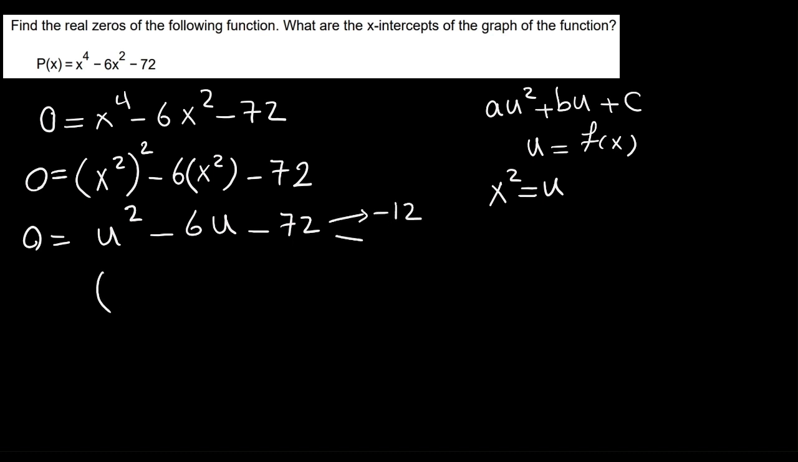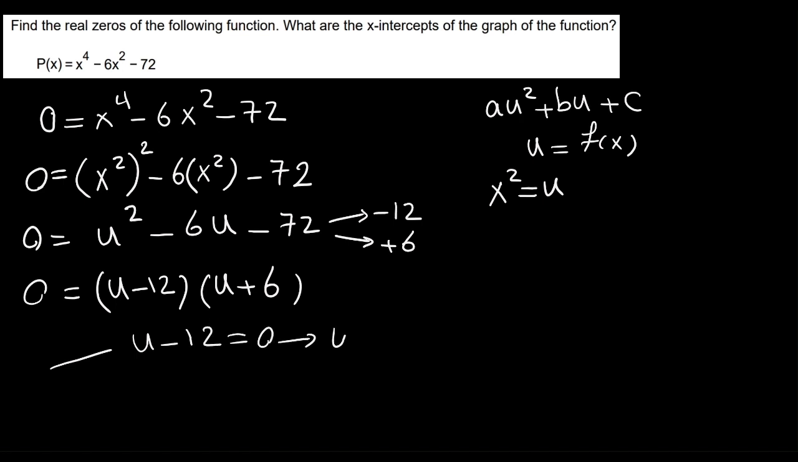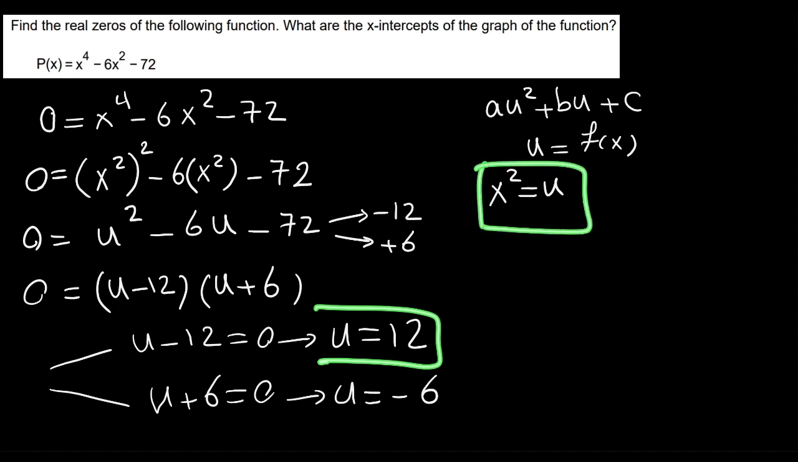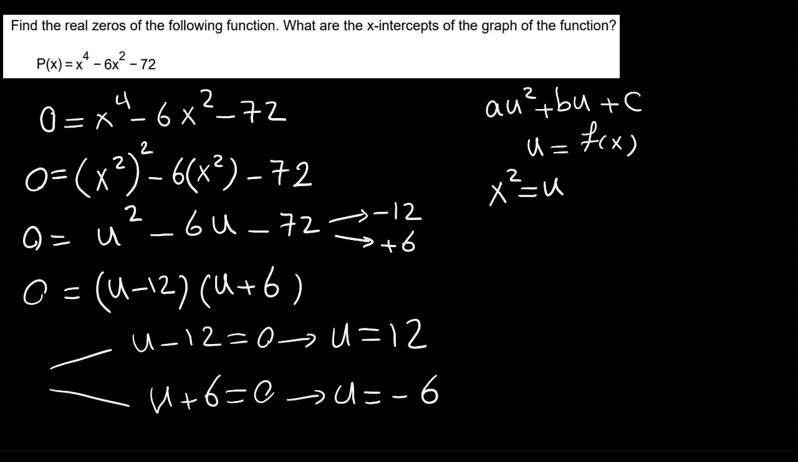We know that negative 12 times positive 6 is negative 72, and the addition of negative 12 and positive 6 is negative 6. So we have the multiplication of these two terms, u minus 12 and u plus 6, is 0. It means that u minus 12 is 0 and u is 12, or u plus 6 is 0 and u is negative 6. But keep in mind that when we have a quadratic in form equation, u is not the final answer, because we rewrote our equation in terms of u.